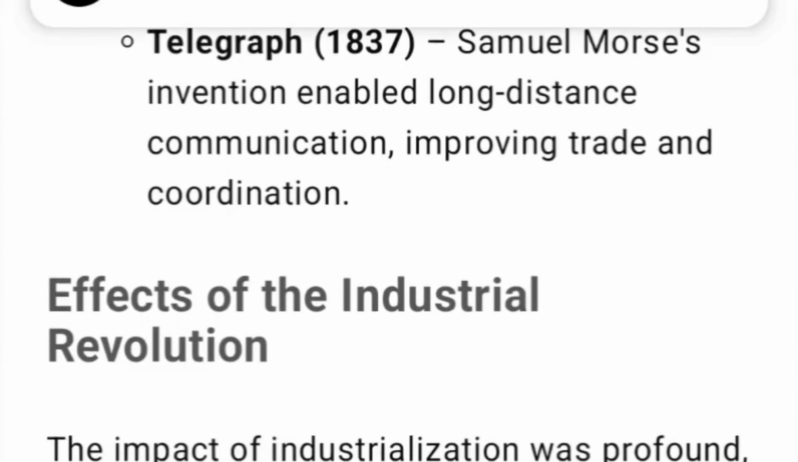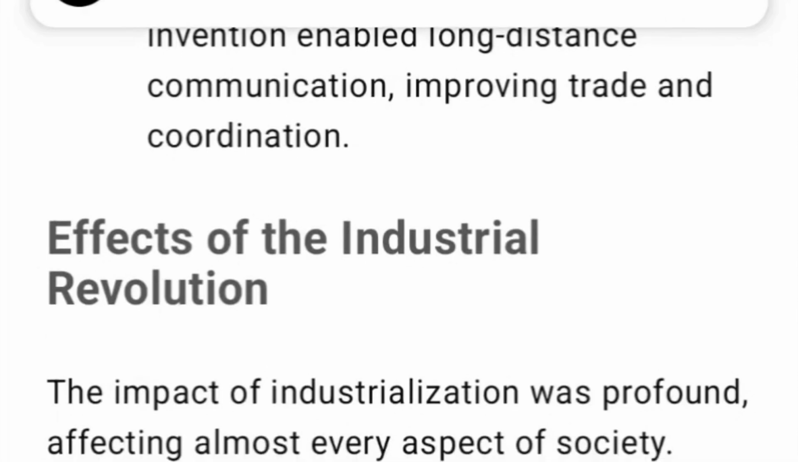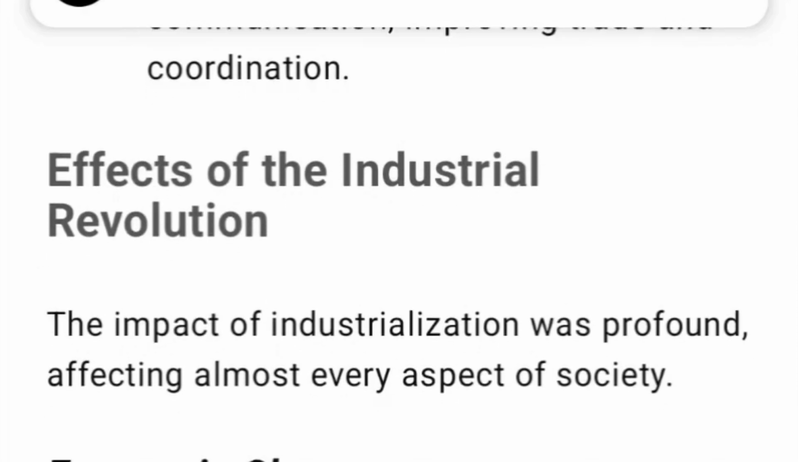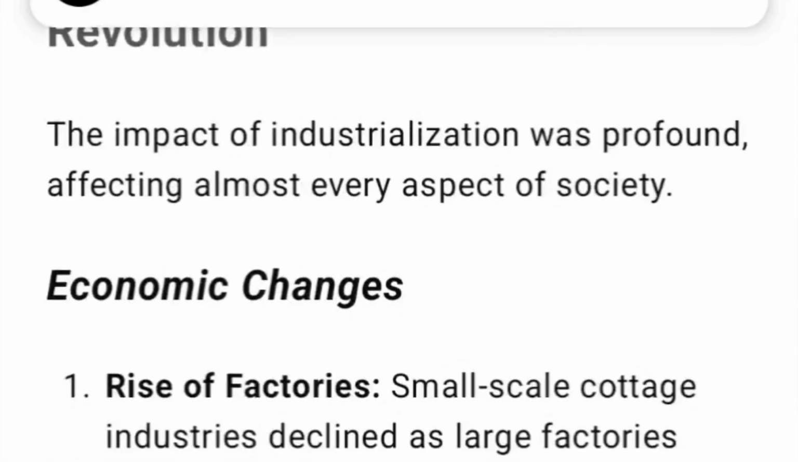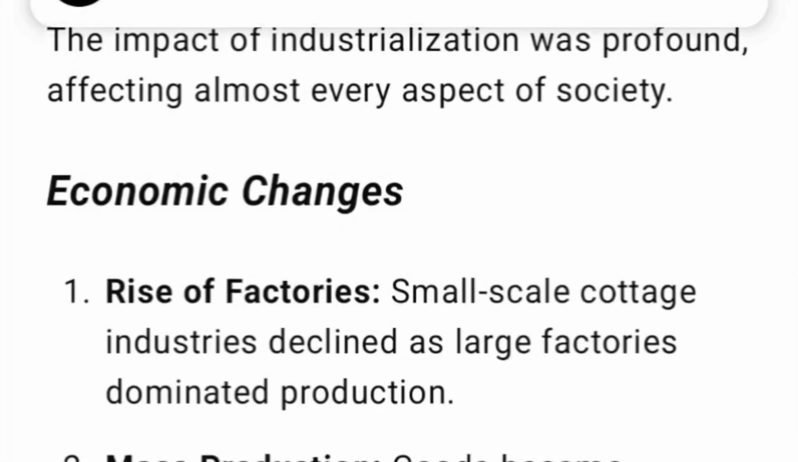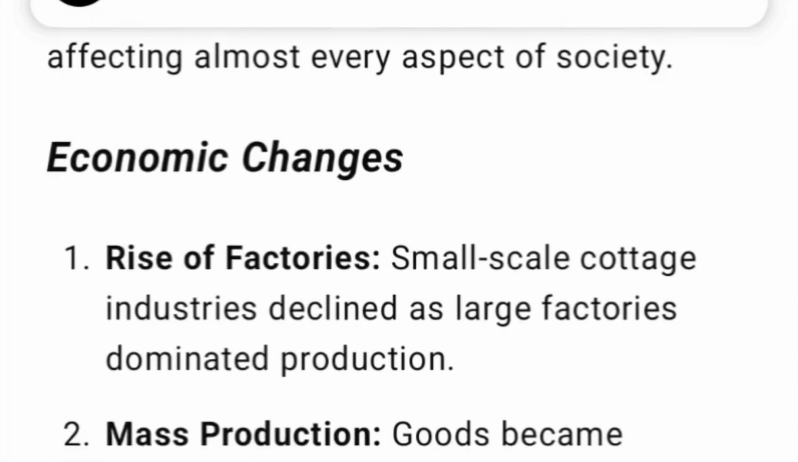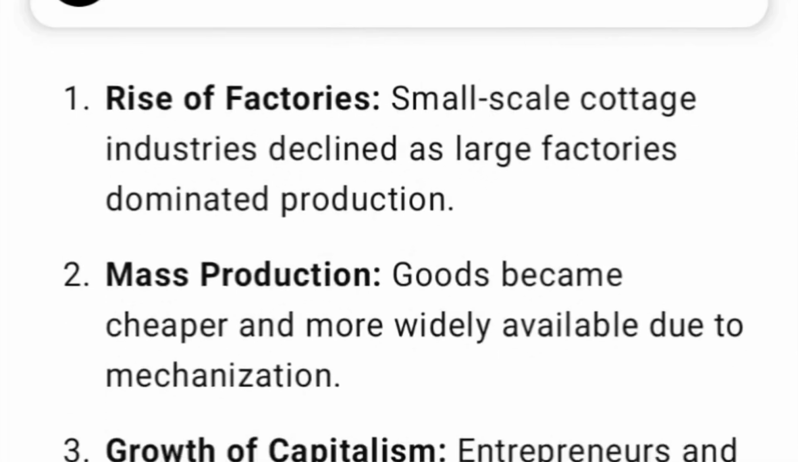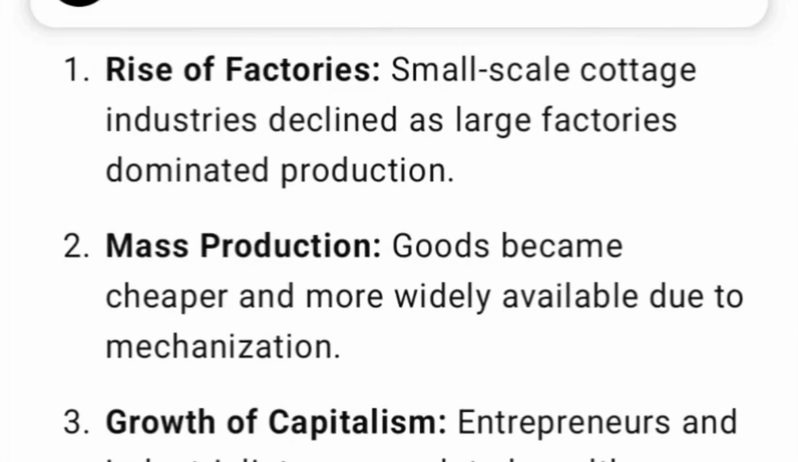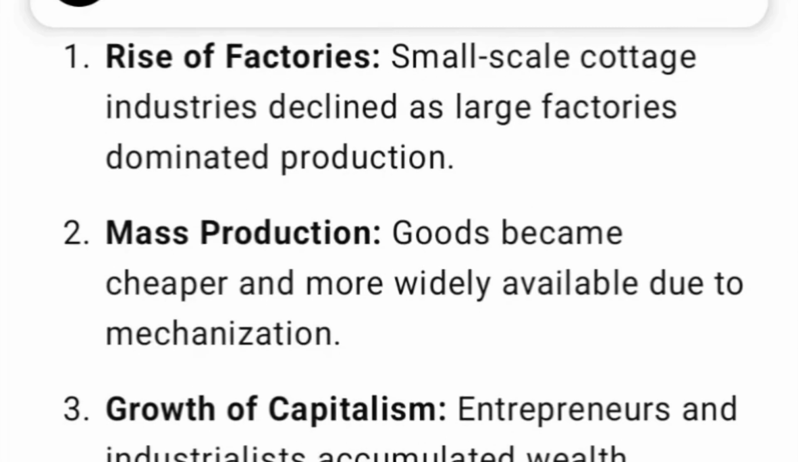Effects of the Industrial Revolution. The impact of industrialization was profound, affecting almost every aspect of society. Economic changes. 1. Rise of factories. Small-scale cottage industries declined as large factories dominated production. 2. Mass production. Goods became cheaper and more widely available due to mechanization.